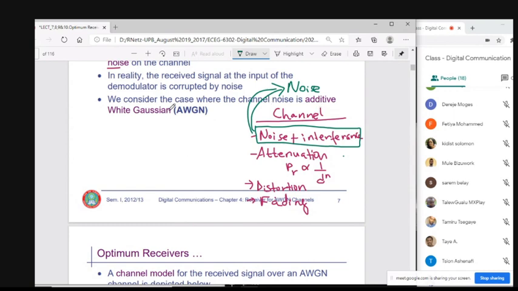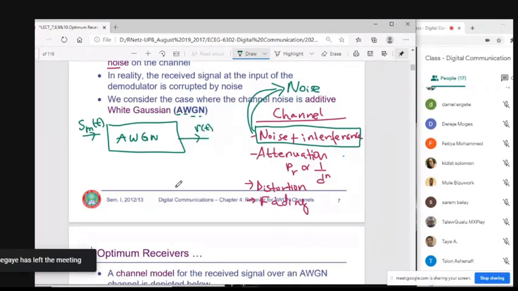Okay, so our focus or our concern is we'll be assuming that during transmission a noise would somehow be superimposed. We'll see later on that if the transmitted waveform is s_m(t), and we have an AWGN channel, AWGN stands for additive white Gaussian noise channel, then we will have the received waveform r(t). We'll see in the next slide what we mean by an AWGN channel.